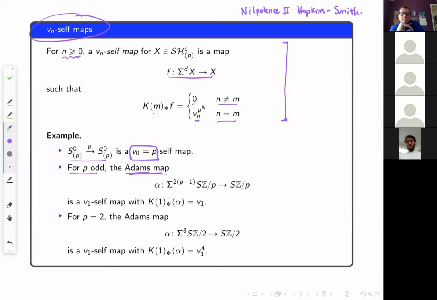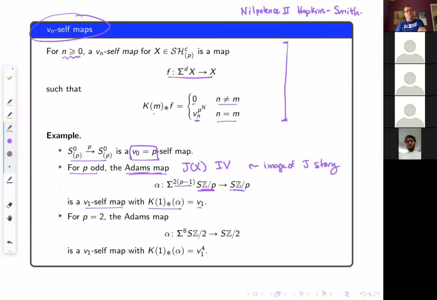Now for p odd, the Adams map. I don't have the time to explain what they are, but these are the maps that Adams constructs in J(X), the image of J story. If p is odd, they map from the suspension by 2p minus 2 of the mod p sphere to itself. One can check that this is a V1 self-map, and K(1)_* of alpha is multiplication by V1.